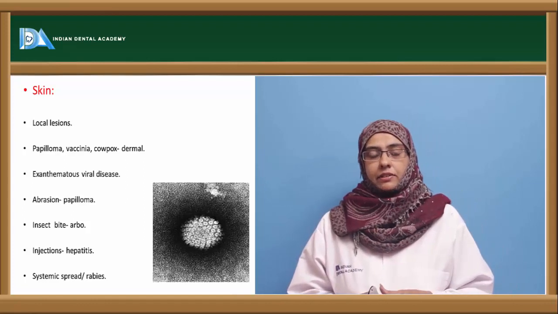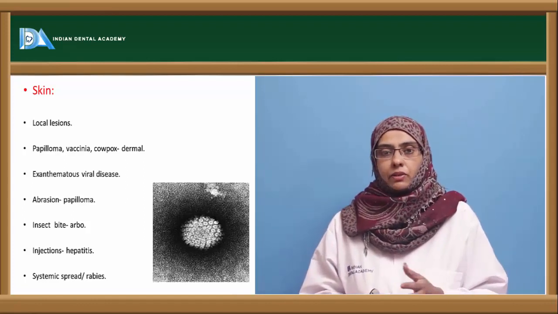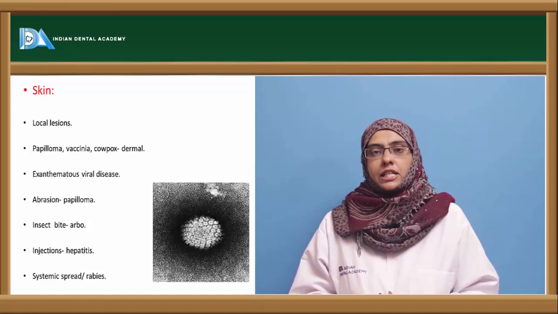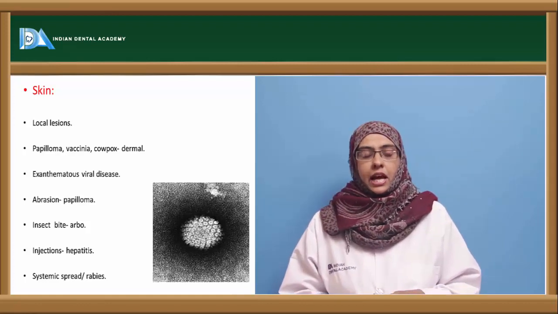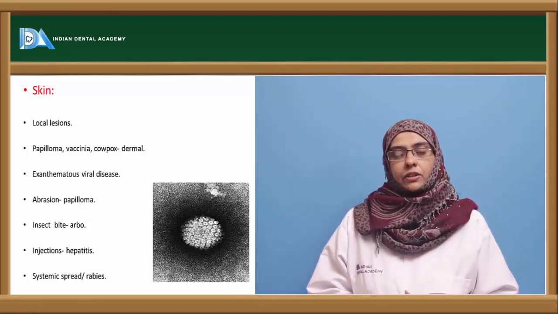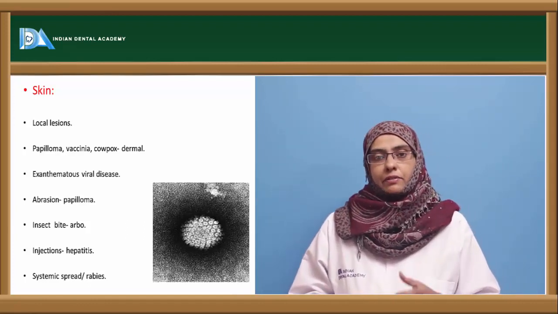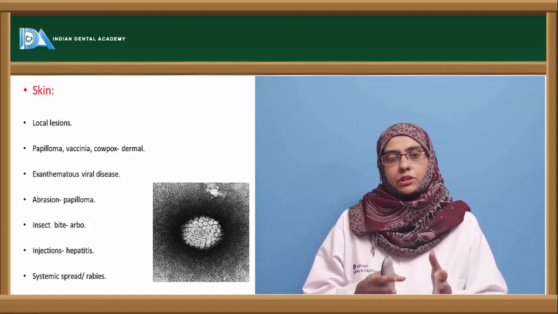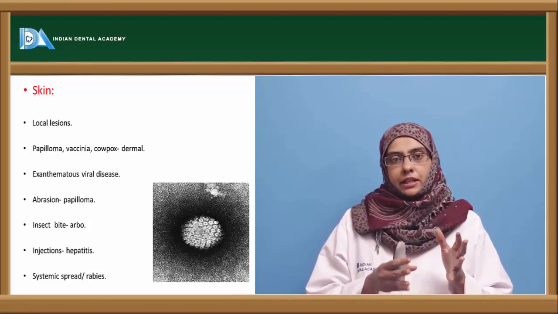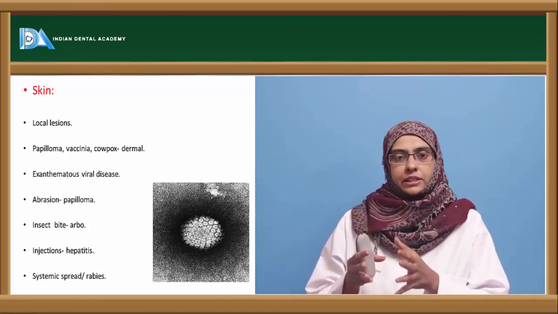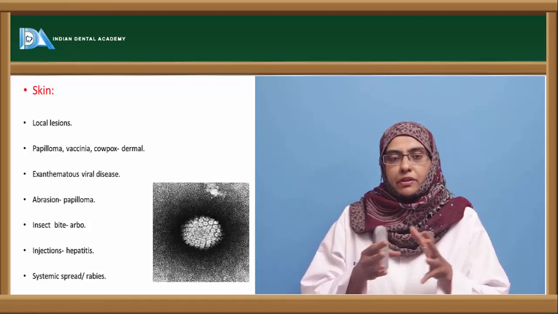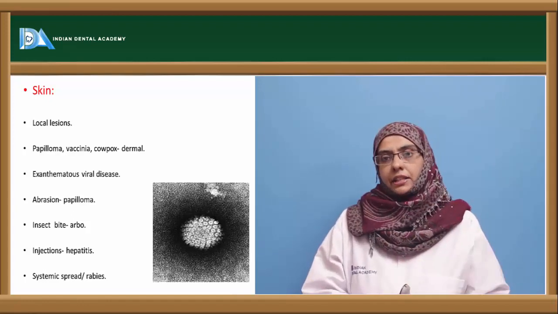And this skin infection are said to be the exanthemous viral diseases which are secondary to the systemic infection. And the virus can gain an entry and cause the infection depending upon the site of entry. Like for example, when there is an abrasion, the most suitable area for the growth of the papilloma virus. So this papilloma virus gains an entry via the abrasion.